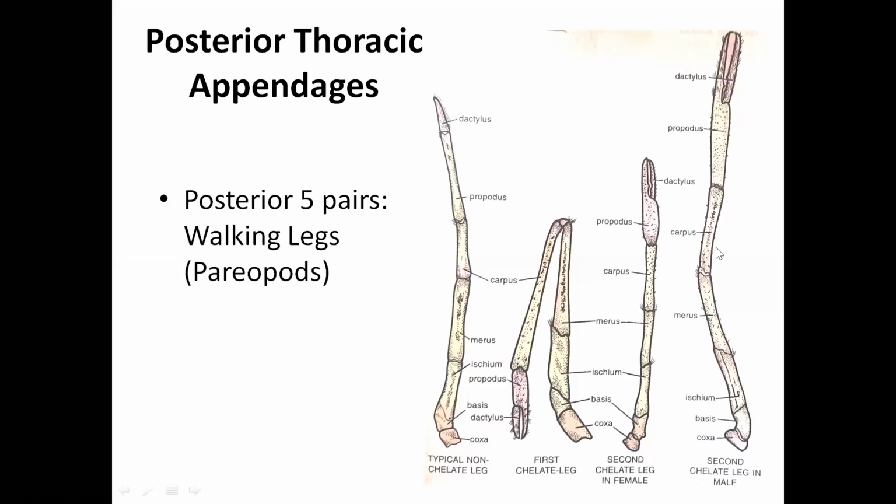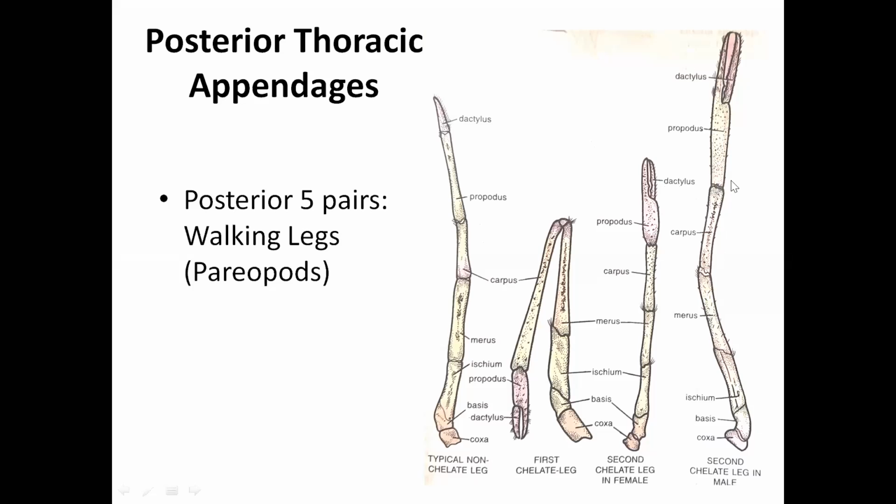So the second ciliate leg, okay, this is stronger and larger in male as compared to female. It means if you see the same age of a male and female Macrobrachium, then you will find the second ciliate leg in male is much larger and stronger.